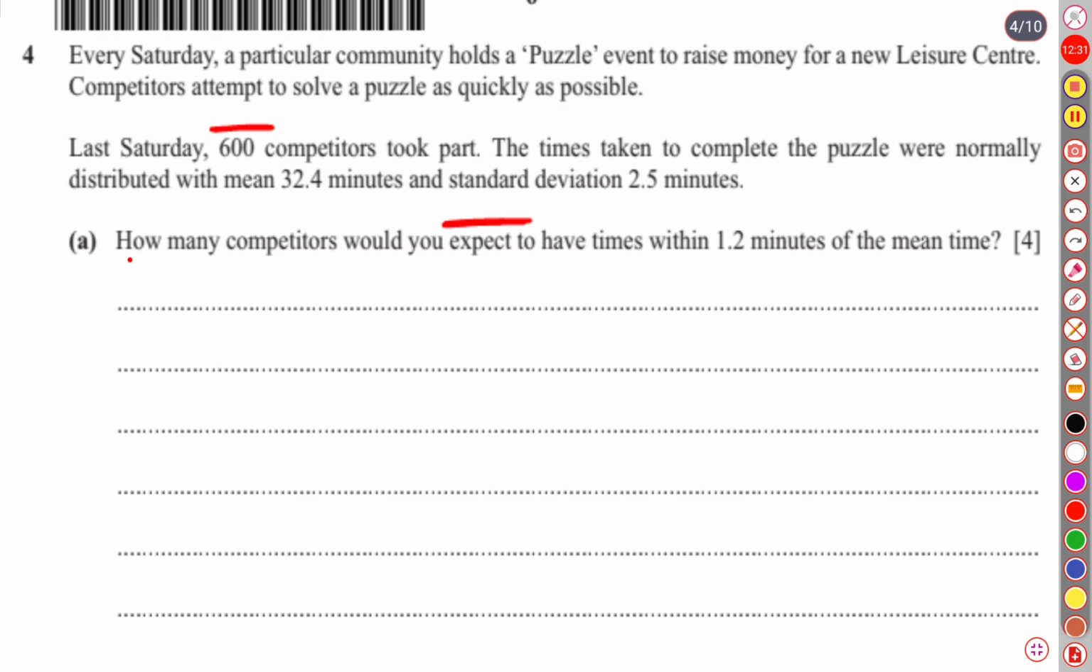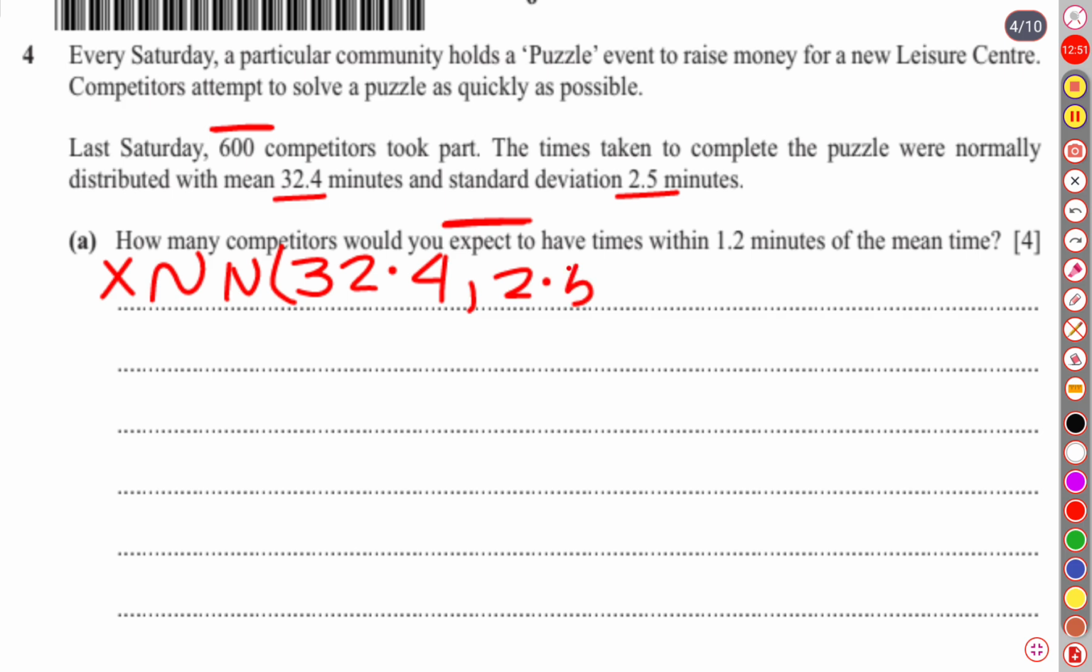Let's start our solution. X belongs to the normal distribution, and you know the parameters of the normal distribution are mean as well as variance. So the mean is given here as 32.4, and the second parameter is variance, which is the square of the standard deviation, that is 2.5 squared. Well, then they have told us to find the probability of the people who took times within 1.2 minutes of the mean time.